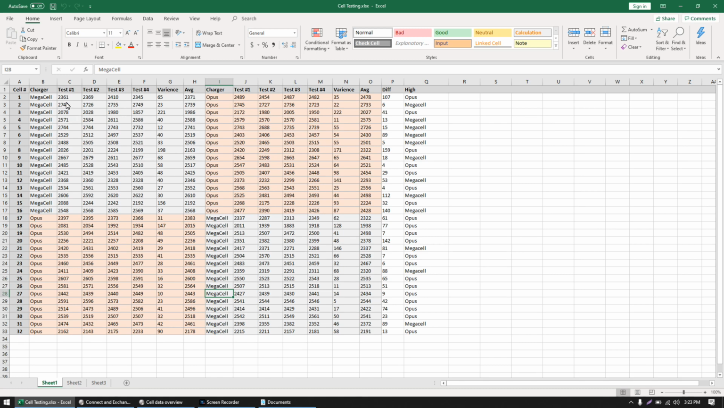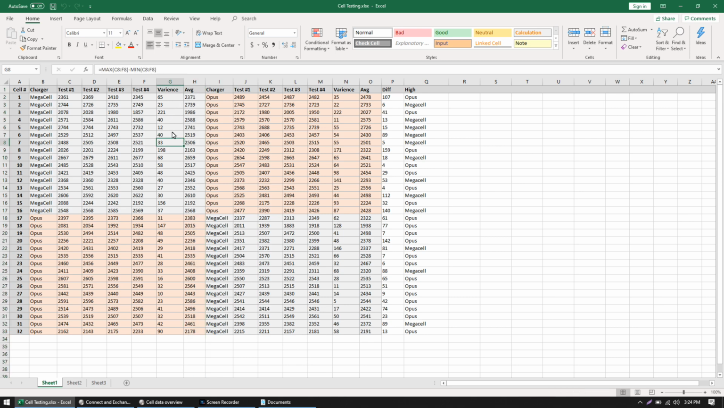So as I explained earlier, cells 1 through 16 I tested initially in the MegaCell charger, and cells 17 through 32 I started initially in the Opus. So for each of those 32 cells, I ran 4 tests. All of the tests were done at 1000 milliamps. Column G you see here is the variance between the tests. That is the high number from tests 1 through 4 minus the low number from tests 1 through 4. And then column H is the average of all 4 tests.